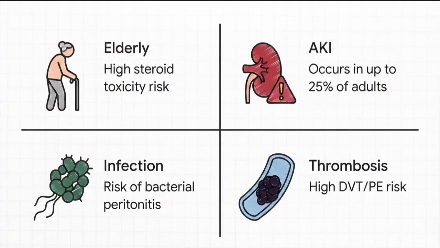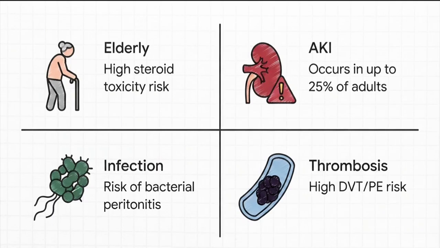The crucial takeaway here is anticipating what's going to go wrong based on the underlying physiology of nephrotic syndrome. Take elderly patients, for example. Standard steroid doses carry massive toxicity risks for them. Think severe hyperglycemia, psychosis, and osteoporosis. You absolutely have to initiate bone protection therapies right from the start.